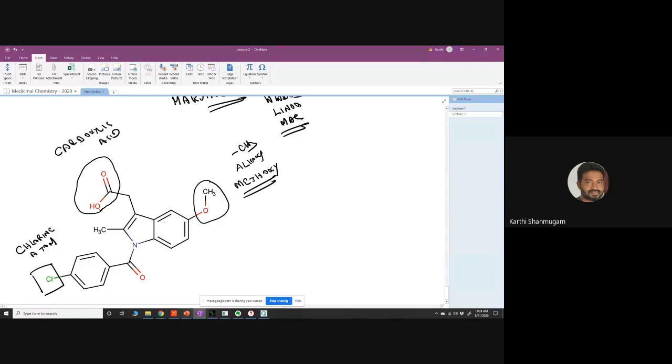So anybody know what's the name for this specific functional group? So this is called a carbonyl group. It's called carbonyl functional group. Then this group is methyl group, already told. Okay, now the question of interest is: is there any other functional group apart from what is labeled here?